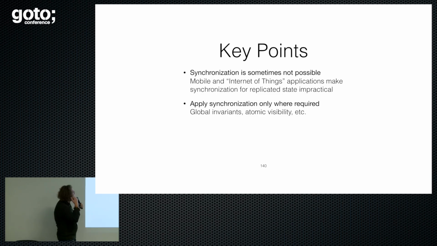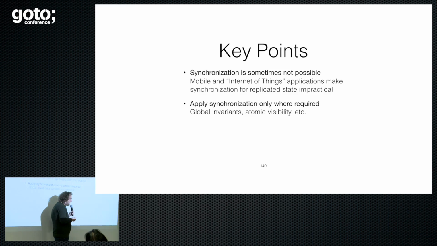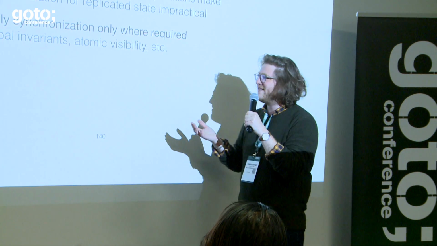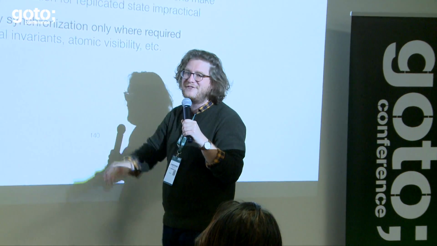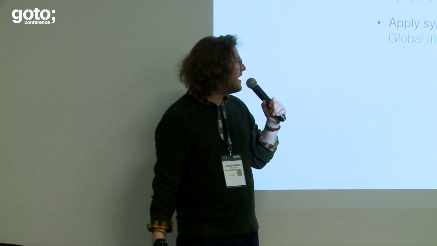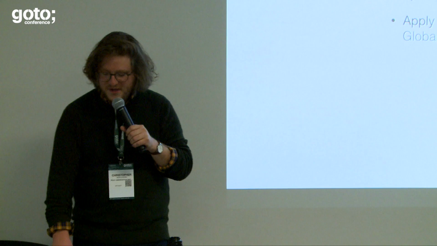The second point is that you should only apply synchronization where it's required. There are some problems that we deal with in computing that are a synchronization problem, so you cannot build them synchronization free. For instance, if you need to enforce strict global invariance, you cannot do this synchronization free. This is a synchronization problem. Second one, if you need atomic visibility on writes in a system, same problem.